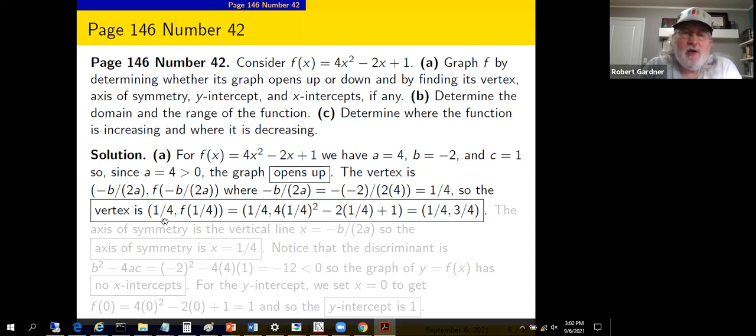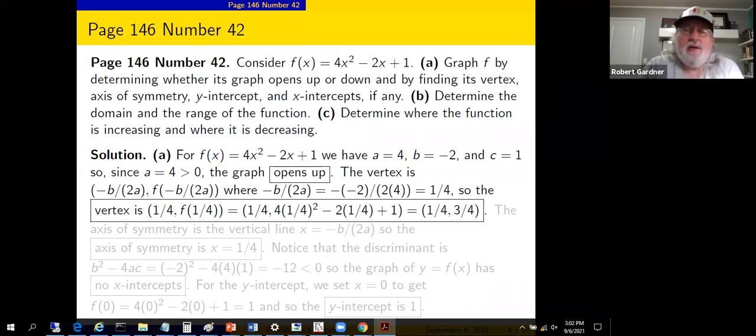And the vertex itself is 1/4 comma, whatever the corresponding y value is. Let's just plug 1/4 into the function. Plugging 1/4 into function f gives us 4 times 1/4 squared, wherever you see an x, put a 1/4, minus 2 times 1/4, plus 1. I leave it to you to grind through that little bit of arithmetic to come to the realization that the vertex is 1/4 comma 3/4. Simplify what's given there, and there's the vertex.